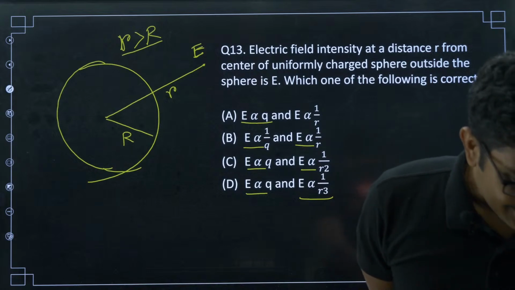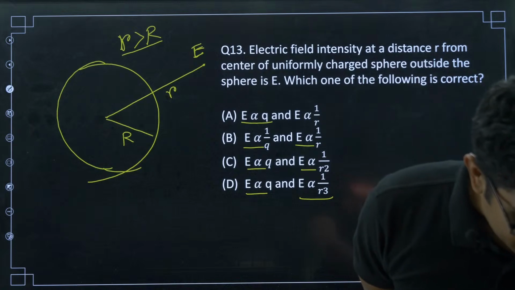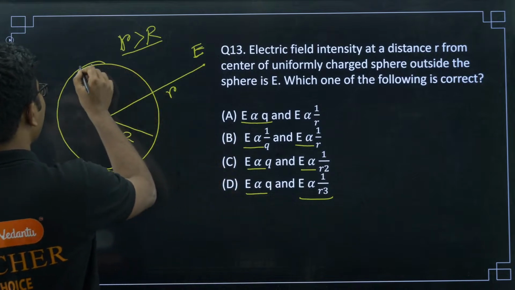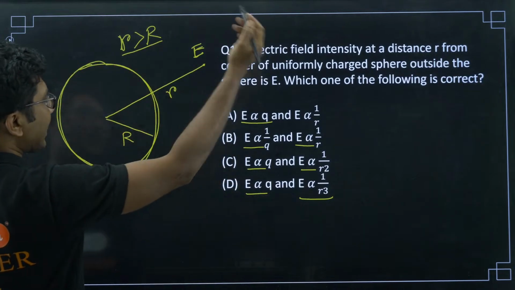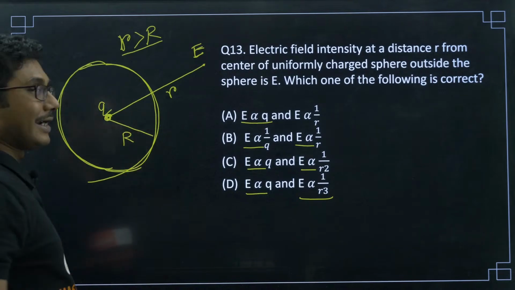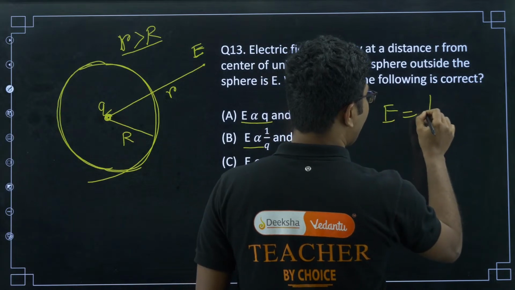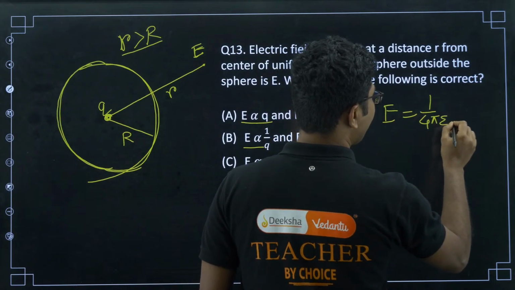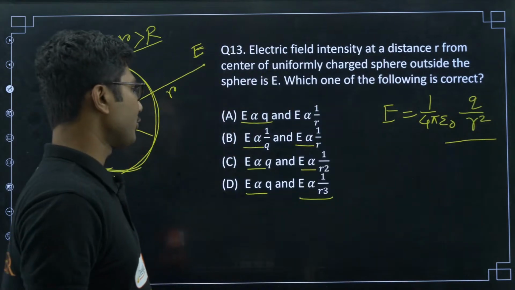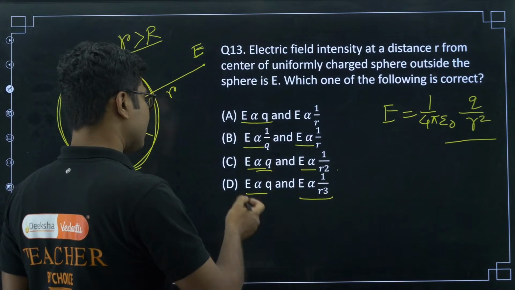Shankar 13C, Krishna 13C, Varija 13C, Chaitra 13C. Yes, 13C. We know that for a charged sphere, the electric field outside the sphere can be considered as the entire charge concentrated at the center, and the electric field is basically 1 by 4 pi epsilon naught Q by R square. So definitely it is directly proportional to charge and inversely proportional to the square of the distance.